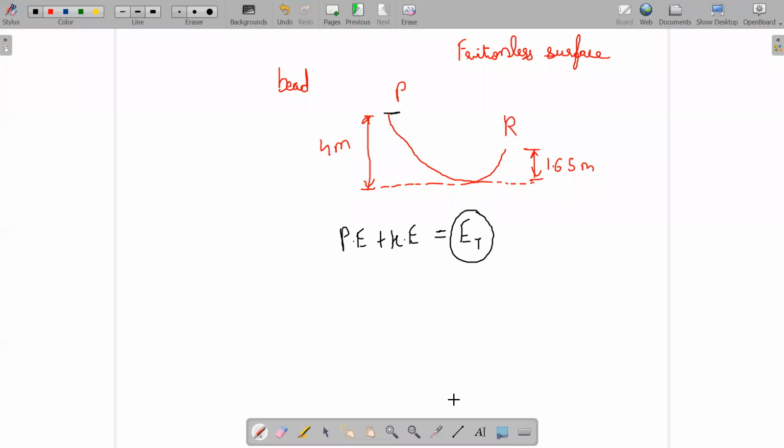So let us say this is for point P. At point R now, again, there will be some potential energy. There will be some kinetic energy. Summation of these should again be equal to the E total, right? So what is the E total? Well, that we don't know, right?